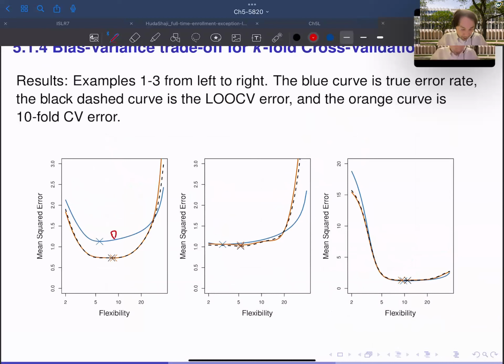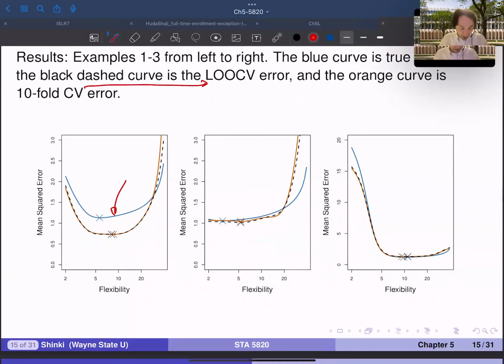Blue line is the true expected error that has been seen in the previous 3 slides. And the dashed black curve is the LOOCV error. So this is the best cross-validated method. Still, it's not the truth, but what we can do best. And the orange curve is tenfold cross-validated error. So this is kind of the second best method. I mean, not as good as LOOCV, but we expect this is almost as good as LOOCV. And you can see that the orange and the dashed black curve are pretty similar.